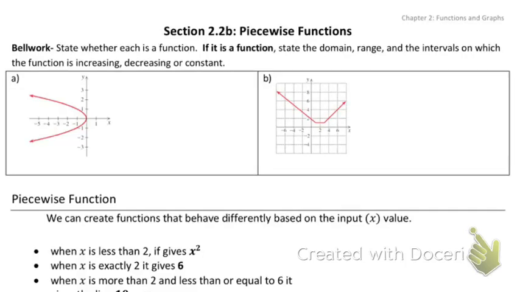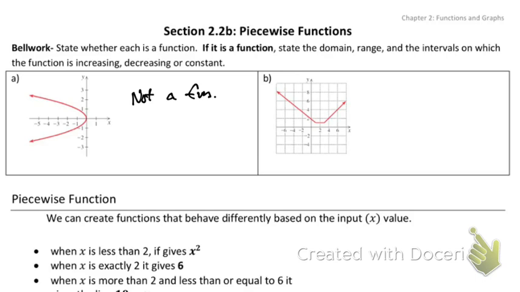All right, let us go through this bell work. The first one's pretty nice because it says state whether it's a function. If it is a function, then you have to state the domain, the range, increasing, decreasing, and all that jazz. Is the first one a function? No. So it's not even a function, so I don't have to do the rest of this stuff. Not a fun guy.